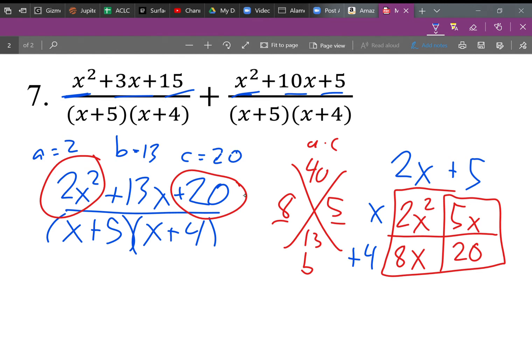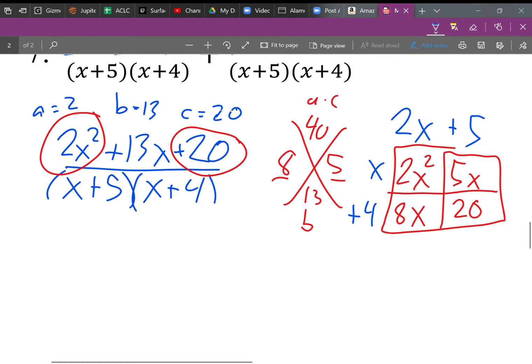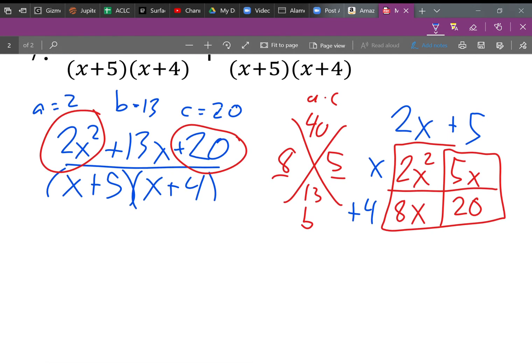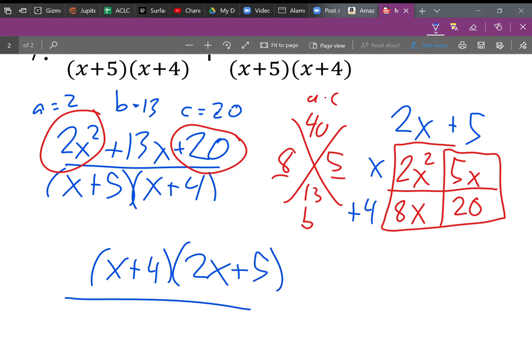And so that's my factored form, which means I can now rewrite my problem with this factored form in my numerator: x plus 4 times 2x plus 5 on the top. On the bottom, I have still x plus 5 and x plus 4.